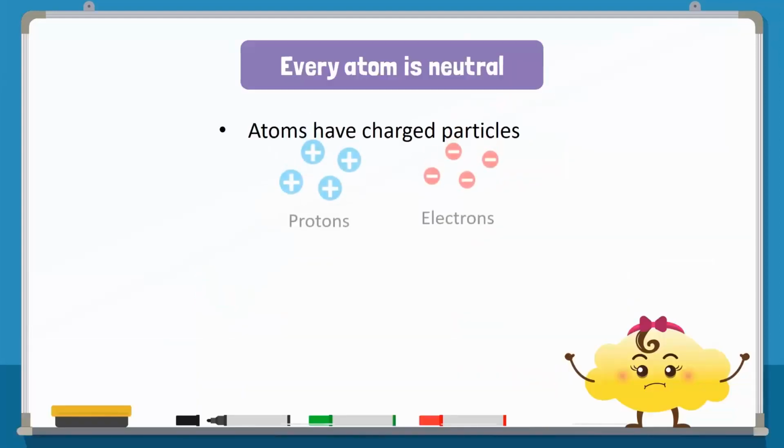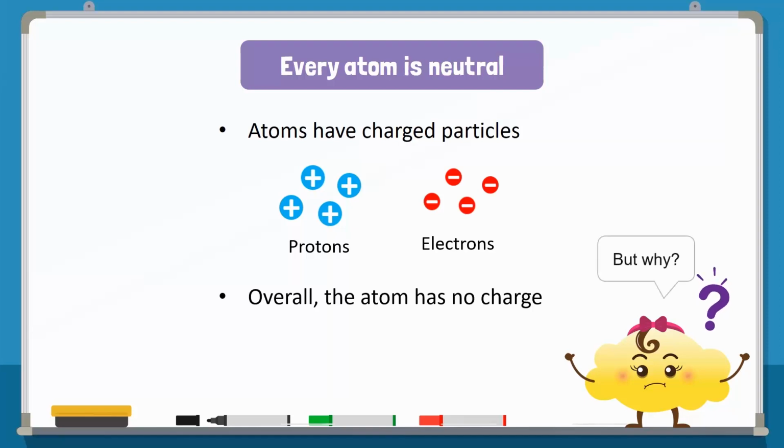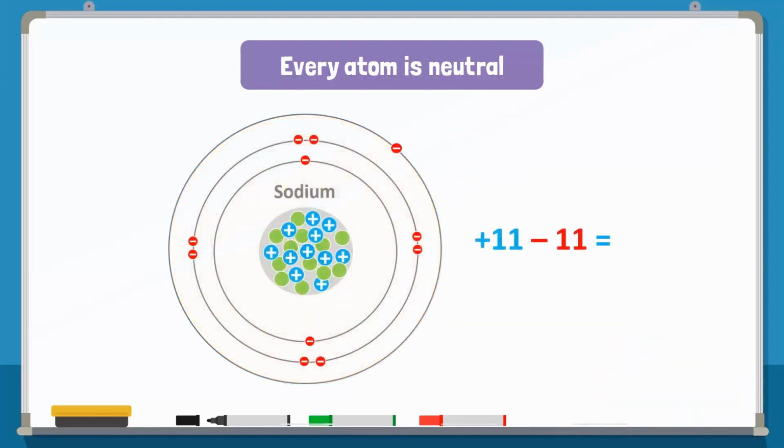We know that atoms have charged particles like protons and electrons. But overall, the atom itself has no charge. It is neutral. Why? This is because the positive charges of the protons are cancelled out by the equal and opposite negative charges of electrons, making the overall charge 0.